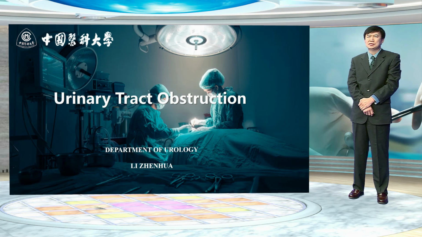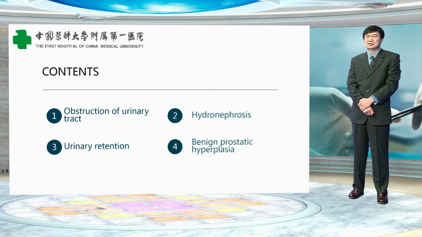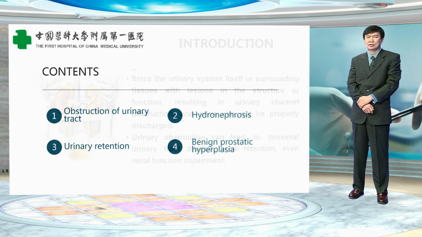In this lesson, we'll discuss urinary tract obstruction. There are 4 parts in this section, including introduction, hydronephrosis, urinary retention, and benign prostatic hyperplasia.